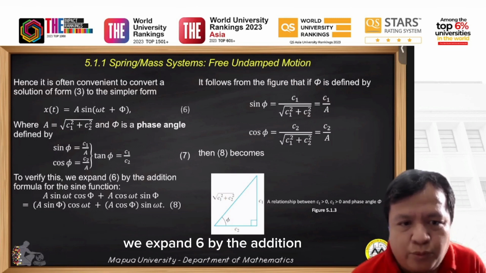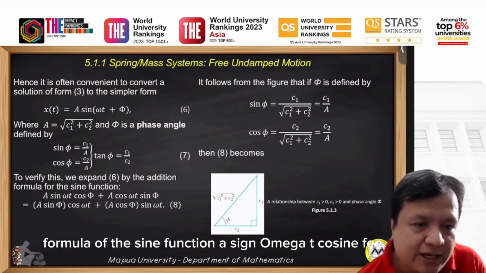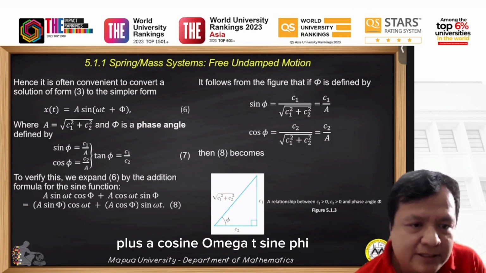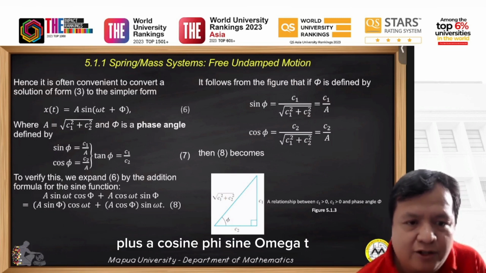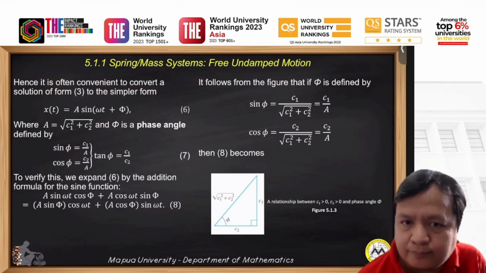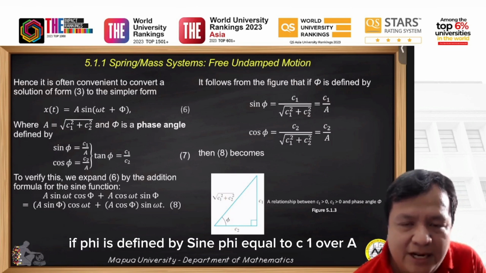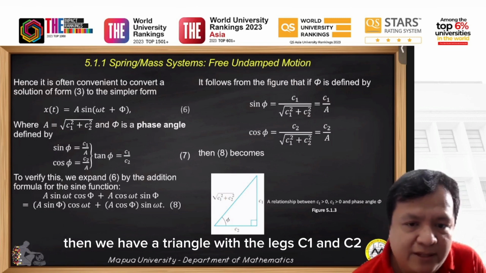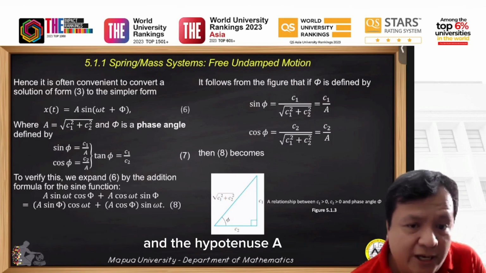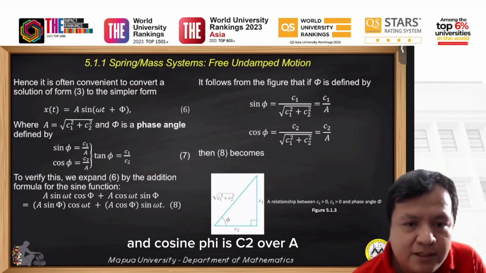To verify this, we expand form 6 by the addition formula of the sine function: A sine omega t cosine phi plus A cosine omega t sine phi. So we have A sine phi cosine omega t plus A cosine phi sine omega t. It follows from this figure that if phi is defined by sine phi equal to c1 over A and cosine phi equal to c2 over A, then we have a triangle with legs c1 and c2 and hypotenuse A. So sine phi is c1 over A and cosine phi is c2 over A.